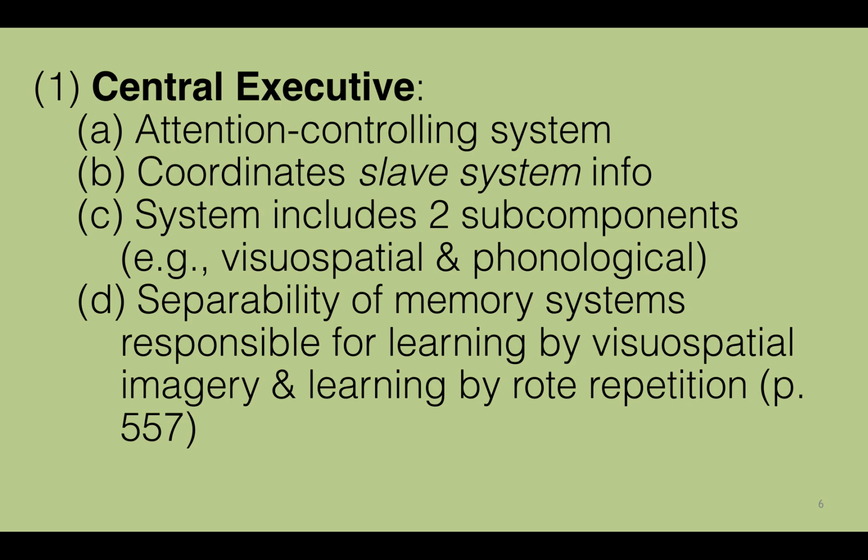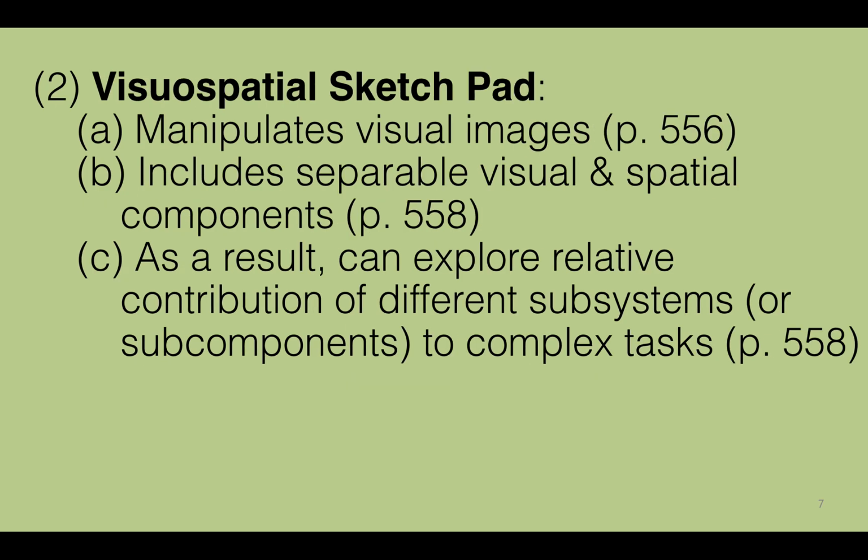The central executive part is an attention controlling system. It coordinates slave system information. I apologize about the wording. That's just the way it is, according to the original study. The system includes two subcomponents, visuospatial and phonological. There's a separability of memory systems responsible for learning by visuospatial imagery and learning by repetition. That is, the visuospatial and phonological.